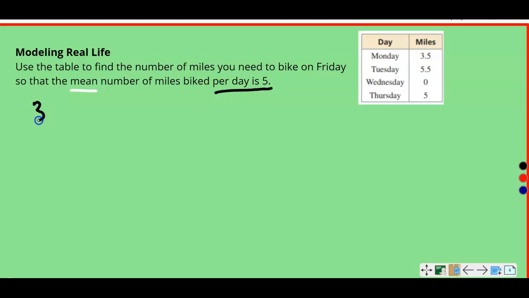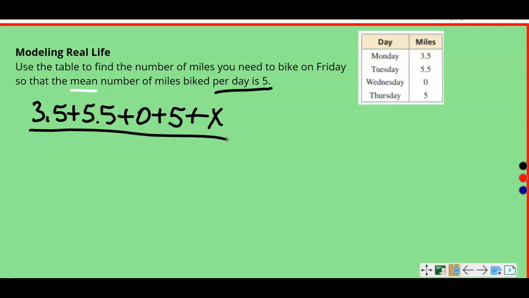So on Monday, we did 3.5. Tuesday, we did 5.5. Wednesday, we did not bike. And Thursday, we did 5. So we need to know how many miles we're going to have to bike on Friday. We don't know how many miles we biked on Friday. We're trying to figure that out. And we know that the mean takes the sum of the numbers and divides it by however many numbers we have. So we have Monday, Tuesday, Wednesday, Thursday. Friday makes 5 days. So out of those 5 days, we want to have a mean of 5 because it says per day is 5. Is like an equal sign in math.